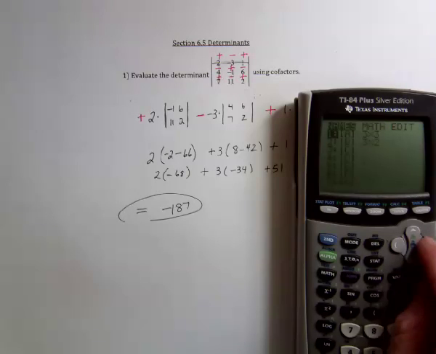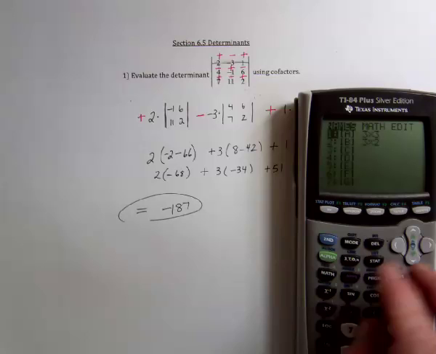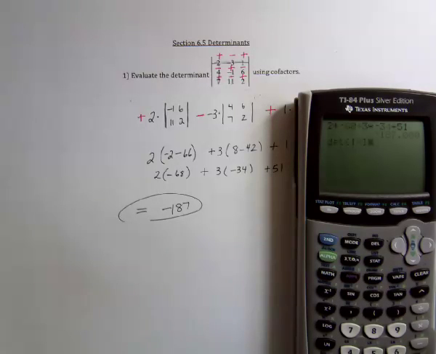Oh, it's the first one. And then go back into matrix and get the name A and find the determinant, and we got it right, -187.